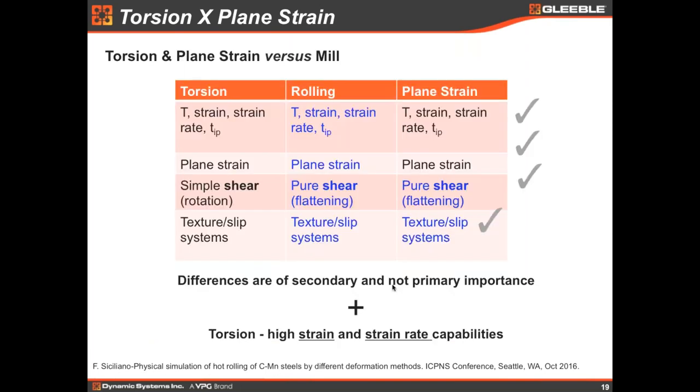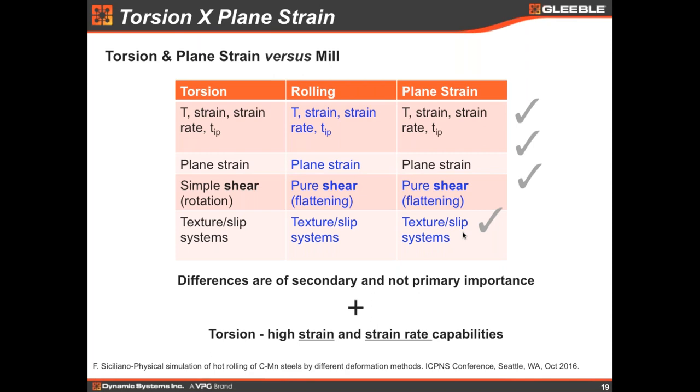And putting that side by side in this table, if we have torsion, rolling, and plane strain under the same thermomechanical conditions, they are all plane strain deformation, so the strain increments occur in two directions. They are all shear deformation, with torsion being simple shear and rolling and plane strain being pure shear or flattening. But the texture and the slip systems activated are of course different if you consider torsion versus the other two. Rolling and plane strain usually activate the same slip systems and produce the same deformation textures. So the difference, as you can see, is of secondary but not primary importance.